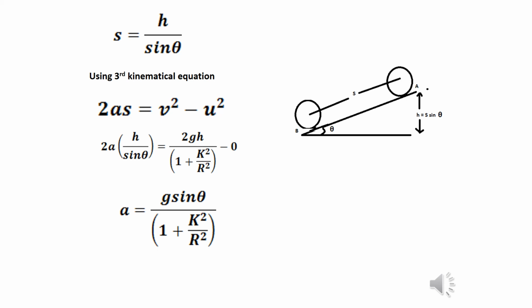Therefore, replacing s by h upon sine theta and v square by 2gh upon (1 plus k square upon r square), we get 2a times h upon sine theta is equal to 2gh divided by (1 plus k square by r square) minus 0. Cancelling 2 on both the sides, cancelling h on both the sides, we get the acceleration attained by the body is equal to g sine theta divided by (1 plus k square by r square).